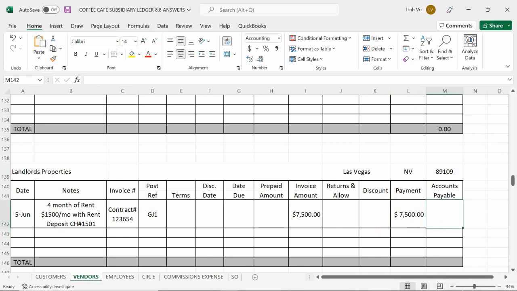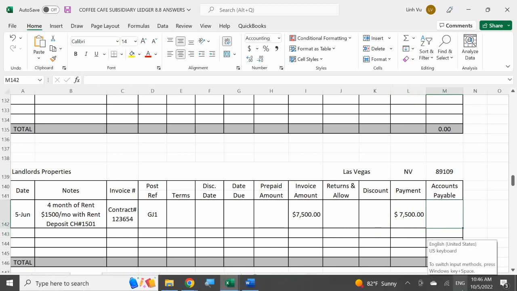So how do I calculate the total amount that I owe, because the last column is your accounts payable. Do you owe landlord properties anything? No. Why? Because your contract said you owe $7,500. You paid the $7,500 with check number 1501. So therefore, you do not owe landlord properties anything.